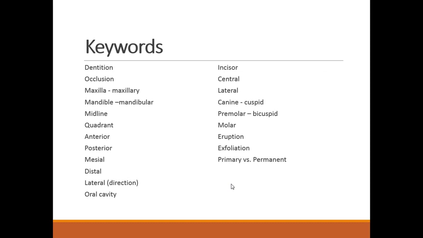Some keywords here are dentition, occlusion, maxilla or maxillary, mandible, mandibular, midline, quadrant, anterior, posterior, mesial, distal, lateral, oral cavity, incisor, central, lateral, canine or cuspid, premolar or bicuspid, molar, eruption, exfoliation, primary versus permanent. I do suggest that you get really familiar with these key words because we do use them quite frequently here at Happy Kids.